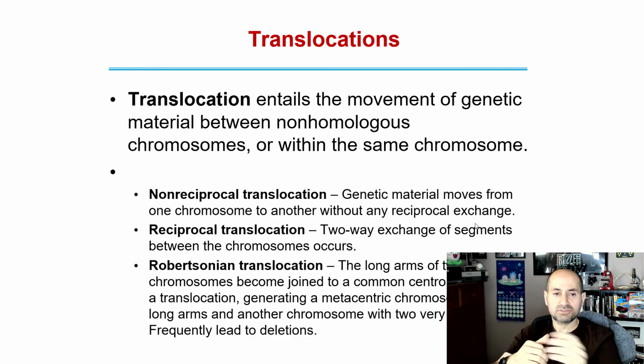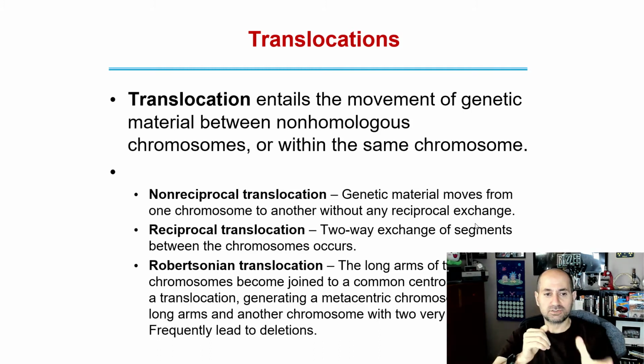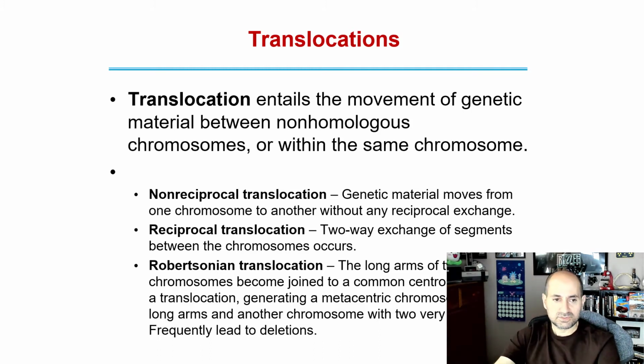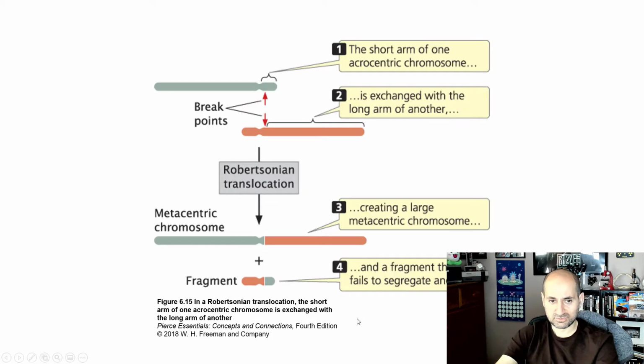And then you have a Robertsonian translocation. This is a special type. Long arms of two acrocentric chromosomes become joined to form a common centromere through a translocation, generating a metacentric chromosome with two long, usually very long, and two very short arms. It frequently leads to deletions. I'm going to show you an example of Robertsonian translocation.